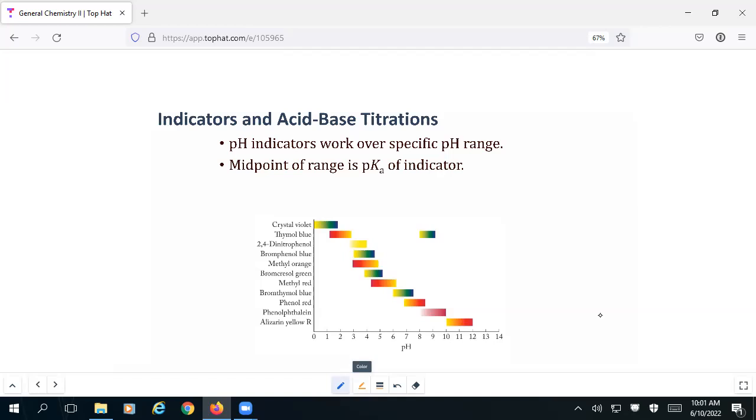So lots of different indicators exist. We generally pick indicators based upon what we call their pKa, their midpoint. Where is it that we see that color transition taking place?